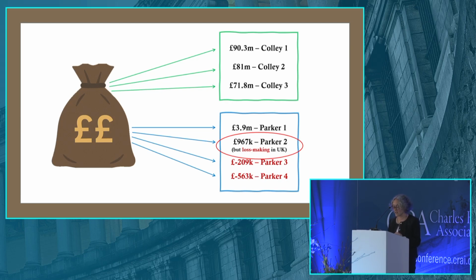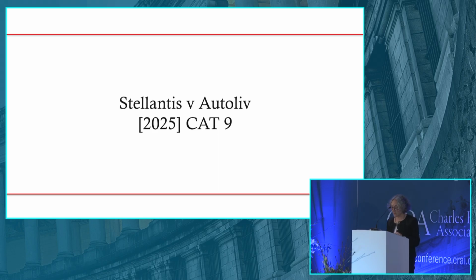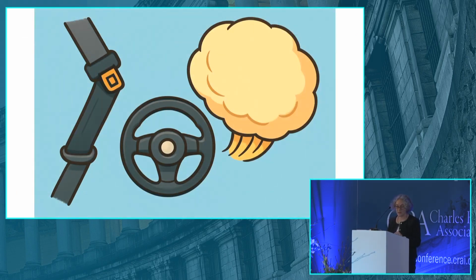Let's turn to Stellantis. This was a very different case involving an alleged cartel in the market for car safety components, specifically seat belts, steering wheels, and airbags. And although the claim was technically a standalone claim, its starting point was that the Commission had found that the two defendant groups had been involved in cartels concerning the same products, but in relation to different manufacturers. And the claim in the CAT this time rested on three pillars.